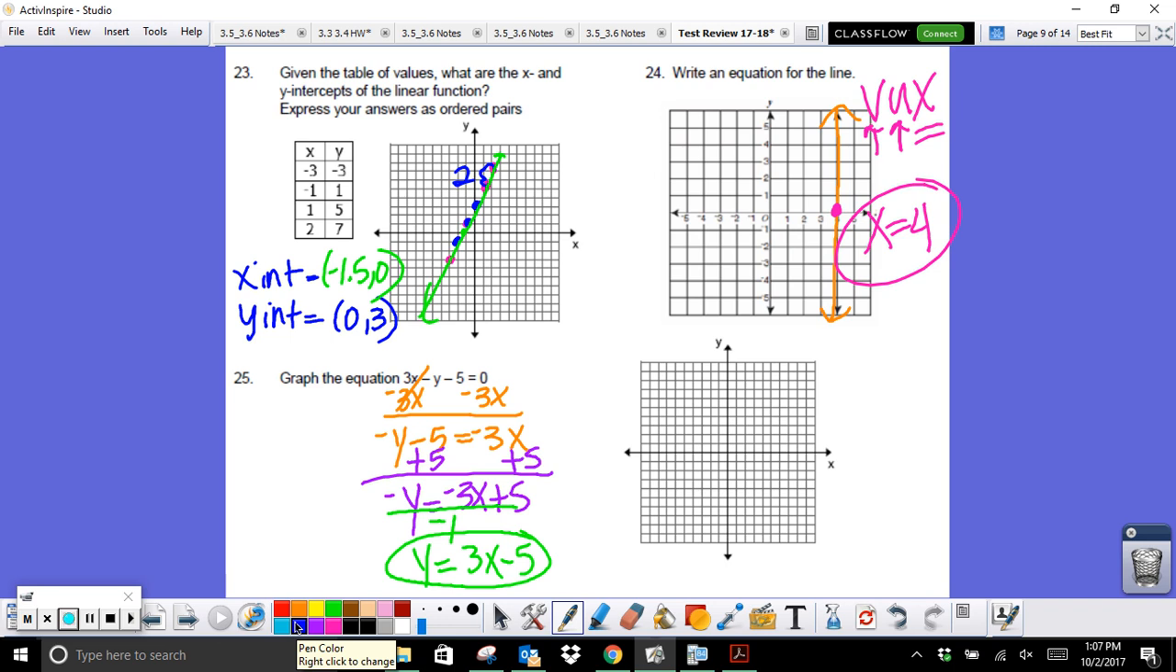But here, my y-intercept is negative 5. So I'm going to start at negative 5. 1, 2, 3, 4, 5. And my slope is 3. So I'm going to go up 3 over 1. Up 3 over 1 again. So there's my line.